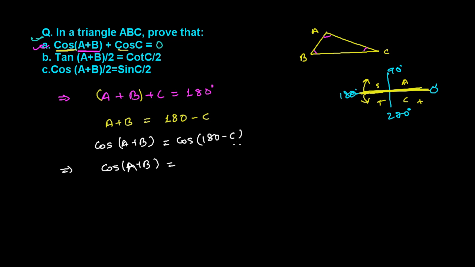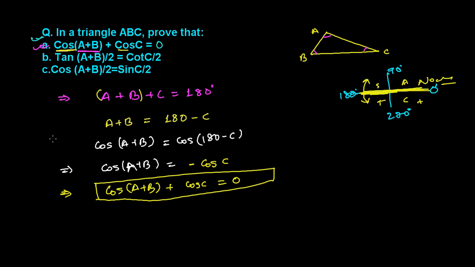So for cos(180 - C), there is no change in the function, as I already told you, but it will be cos C with a negative sign. Now if I take this minus to the left-hand side, it will be cos(A+B) + cos C = 0. And here we have proved the first statement asked by the question.